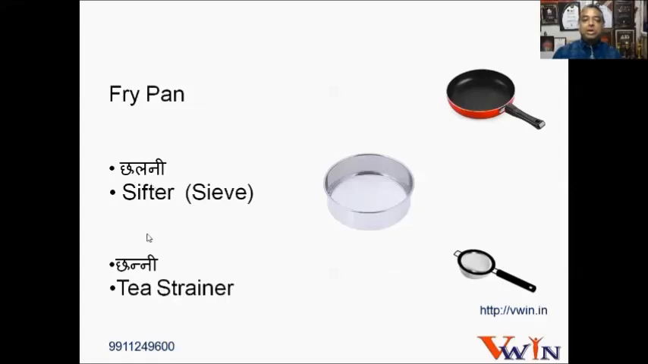Now, chalni and channi, they both are actually a type of sieve. Sieve आप दोनों के लिए use कर सकते हैं, but specifically when you try to remove the impurities from the solid, then you use sifter or chalni. And when you want to separate the water or liquid, then you use strainer. So strainer is also a type of sieve which is used to separate the liquid from the solid, while sifter is a type of sieve which is used to remove the impurities from the solid.